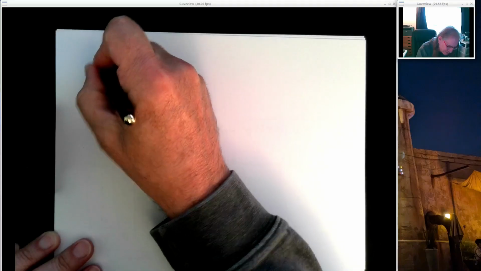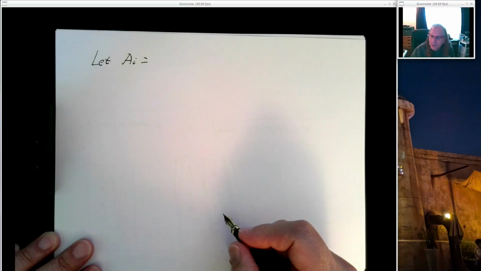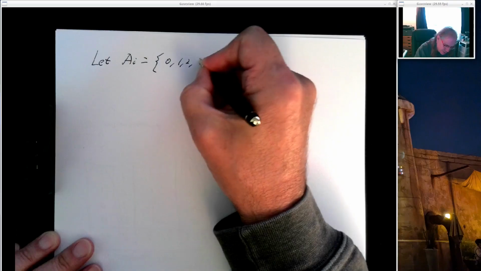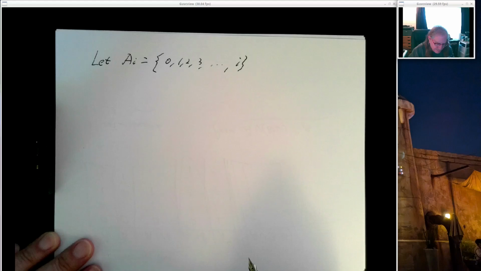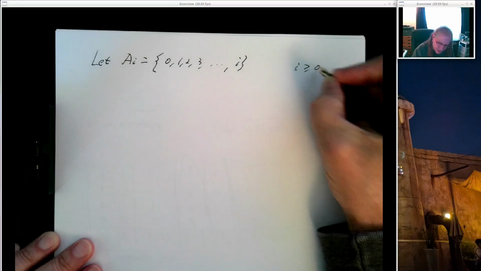Alright, another thing that will be useful is sometimes talking about families or collections of sets. For example, I can define a set A equals something, B equals something, C equals something, and so on. But I could also define a family of sets, for example a set A subscript I, and I could say this contains the elements 0, 1, 2, 3, up to and including I. And I might define this only for I bigger than or equal to 0.